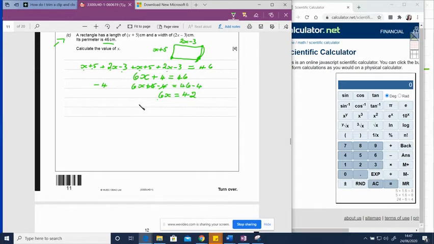I need to get rid of that 6, so I'm going to divide both sides by the 6. So 6x divided by 6 is equal to 42 divided by 6. They cancel each other out. 42 divided by 6 is 7. So we can see that x is equal to 7. And that's the answer to the question.